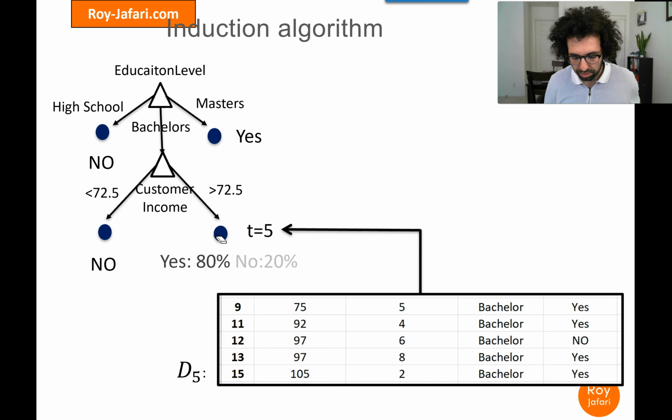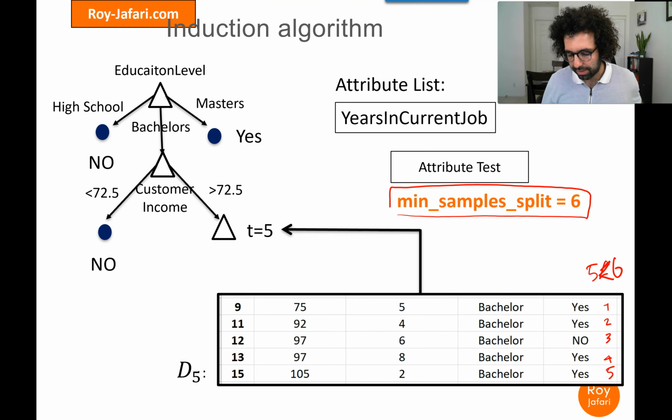So this is a leaf node, even though most of the data objects are yes label, but there are still 20 of them that are no. So we stop right there. That's the idea of min sample split. You need to have at least a certain number of data objects in that split for every split. So that's what it is.